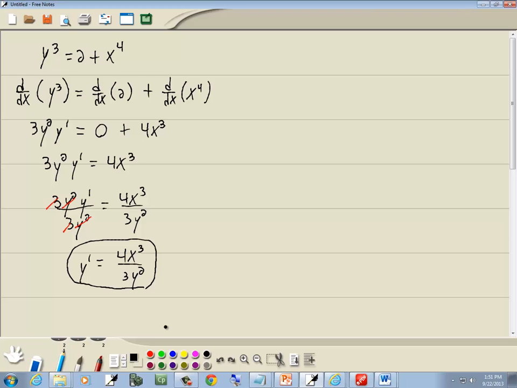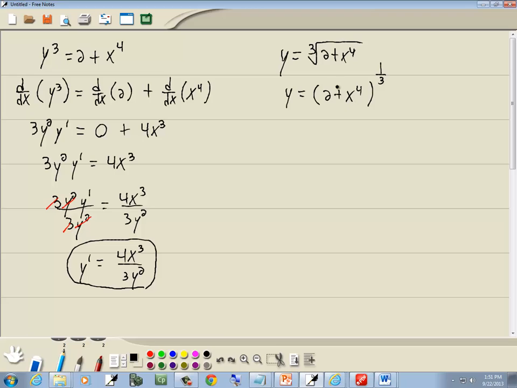Now, again, if I solve this for y, if I took the cube root of both sides, taking both sides to the 1/3 power, I would get y is equal to the cube root of 2 plus x to the fourth, or y is equal to 2 plus x to the fourth, to the 1/3 power. This is one you could actually solve for y. Not all of these you can. Actually, most of them you can't.